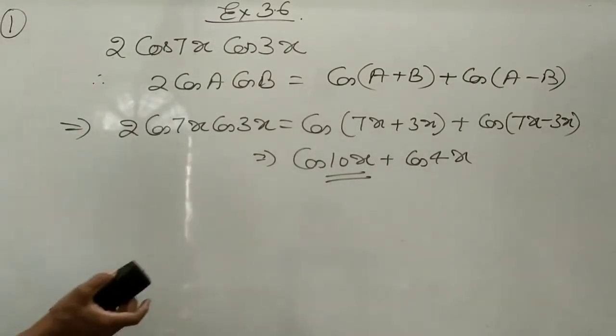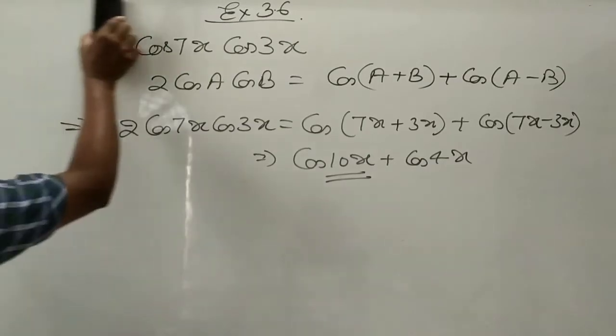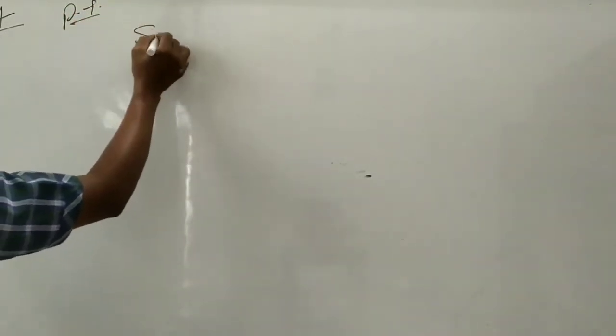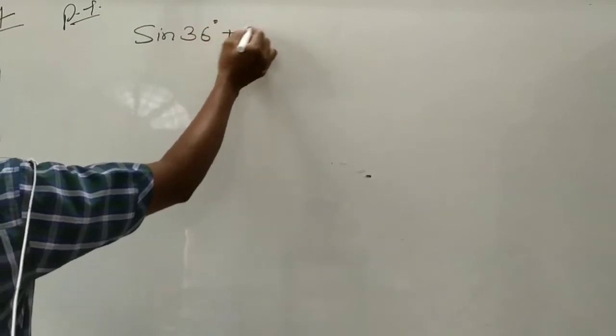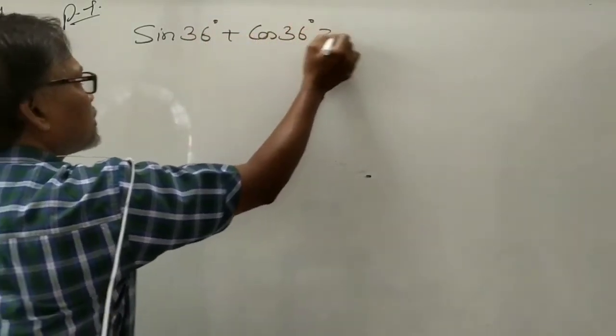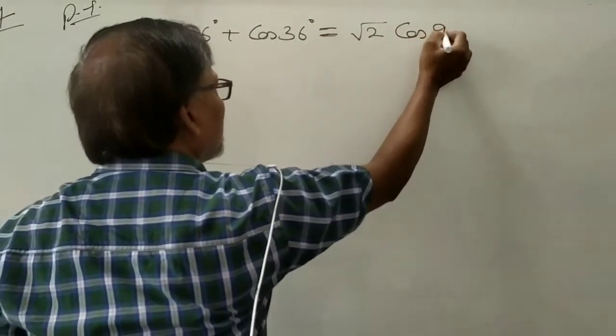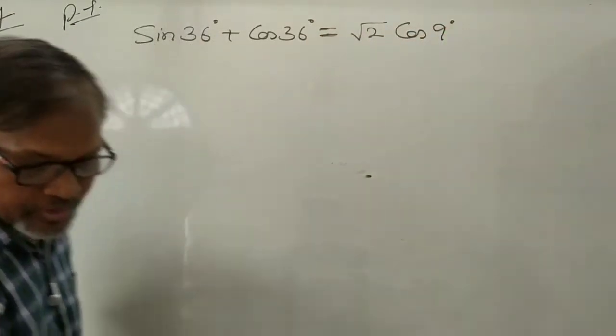Using this formula you can do. This is a very simple question, and now I will tell you some more in which you have to use the same type of formula. Like question number 4, third part: prove that sin 36 degree cos 36 degree is equal to root 2 cos 9 degree. This you have to show.